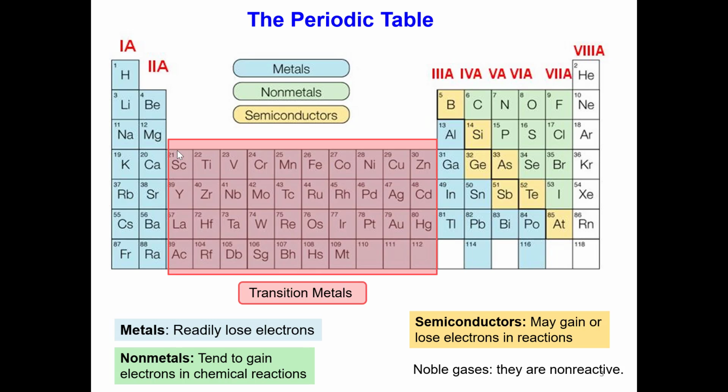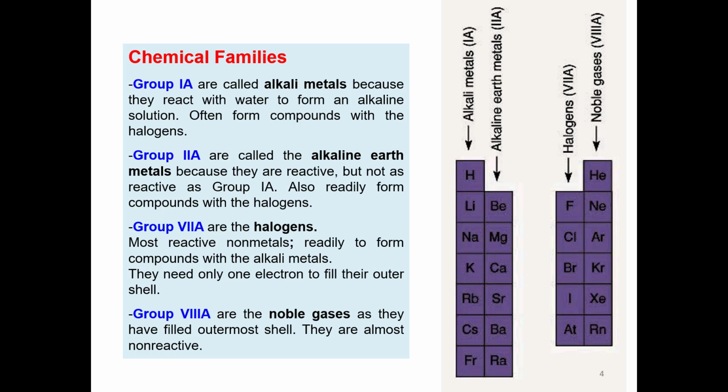So the metals really lose electrons in chemical reactions. On the other hand, nonmetals, mainly groups 5, 6, and 7, tend to gain electrons in chemical reactions in order to be stable. In the case of the semiconductors, groups 3 and 4 may gain or lose electrons in chemical reactions. Let's talk a little more in detail about some of the A groups.